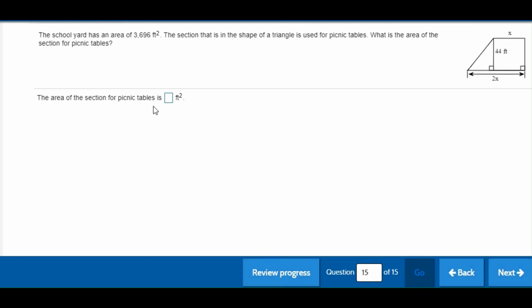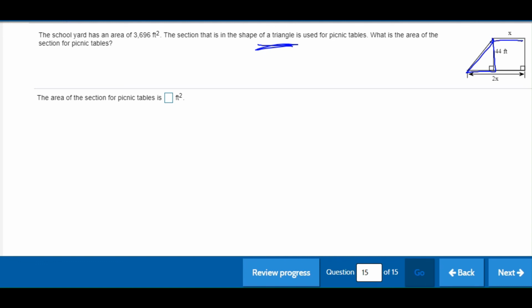So the schoolyard has an area of 3,696 feet squared. The section that is in the shape of a triangle is used for picnic tables. What is the area of the section for the picnic tables? The area of the section of the picnic tables is. So we're looking for the area of the picnic tables. So what is represented by the picnic tables? The section of the shape of a triangle. So this right here. And this is more like a 7th grade problem, but you can do it.